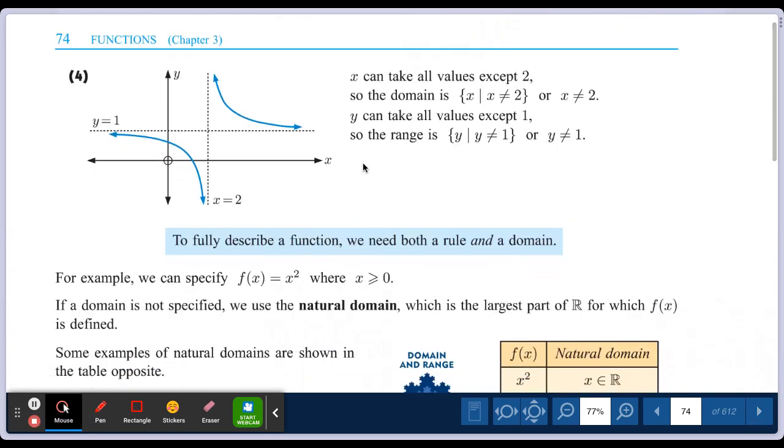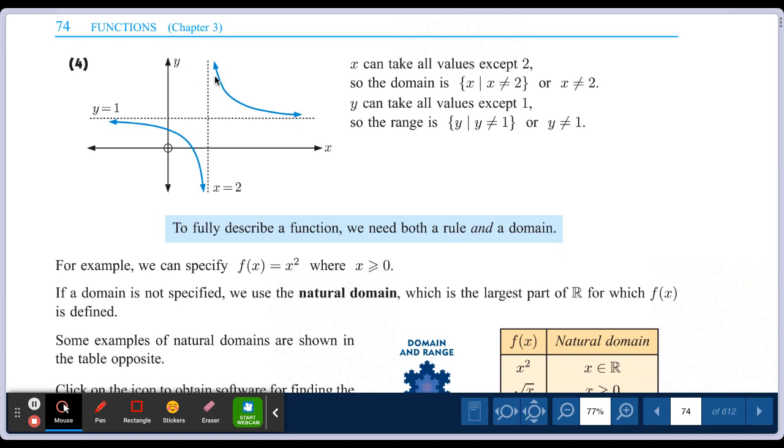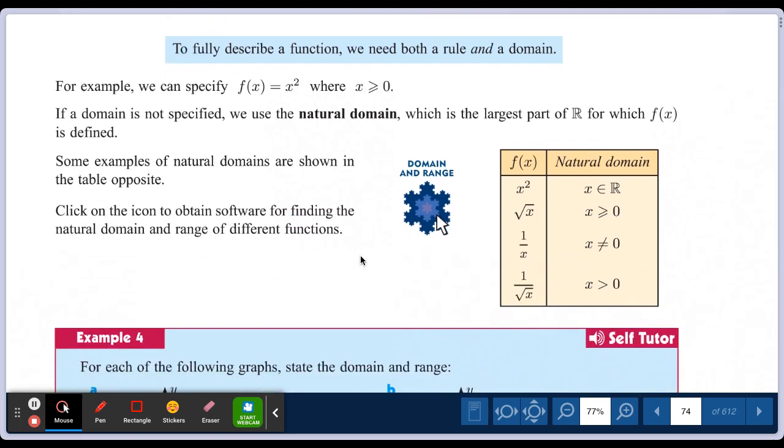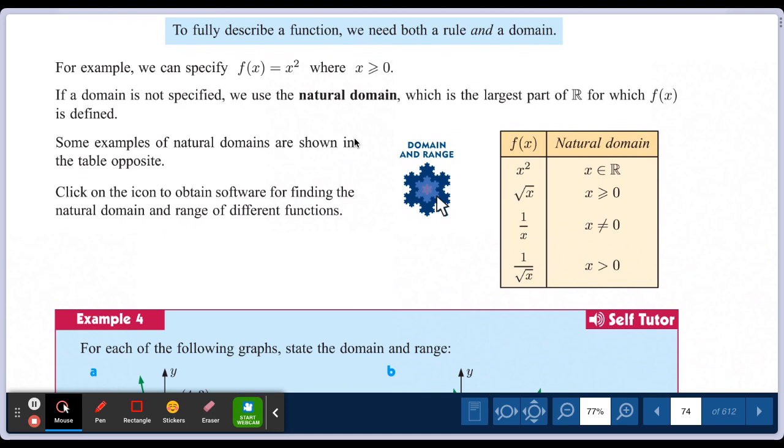Okay, so there's another example here. This example is what we call a hyperbolic function or rational function. It means that this line goes towards this vertical line here, and the blue line goes towards the horizontal line but doesn't cross it. So x equals 2, the blue line never touches, and y equals 1, the blue line never touches. And so you've got this sort of notation. You're saying x is a member of all real numbers, but x can't equal 2. y is a member of all real numbers, but y cannot equal 1. Okay. So to fully describe a function, we need both the rule and domain.